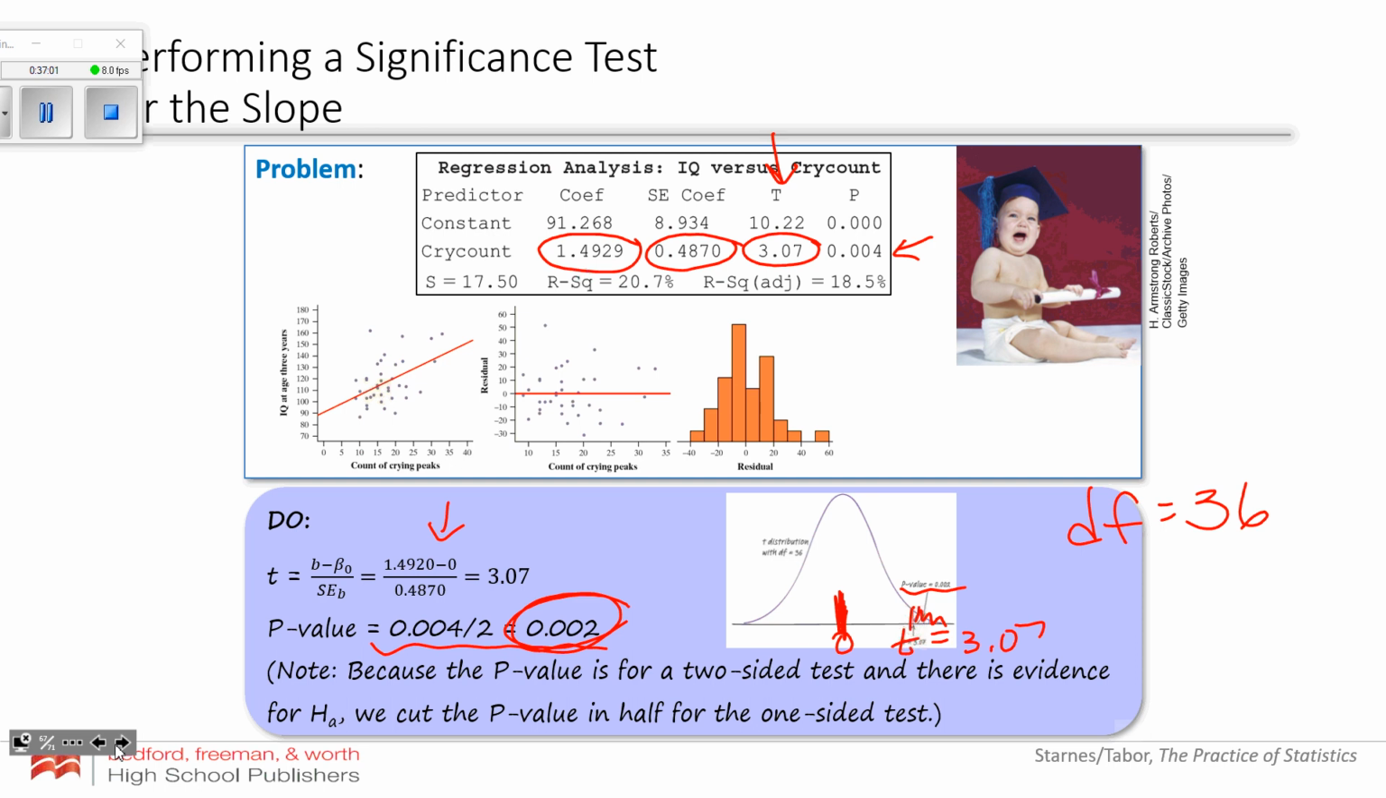Assuming that the... Alec, go ahead. Yeah, assuming that the slope of the population regression line is 0, there's a 0.002, or I should say a 0.2% chance that you would get a sample slope equal to 1.4929 or greater.